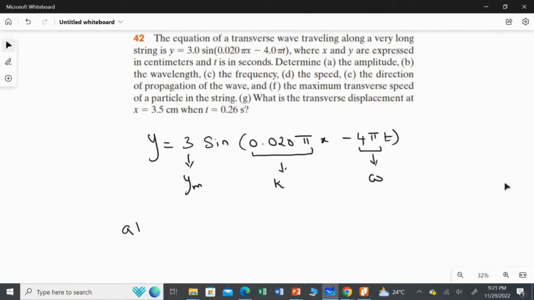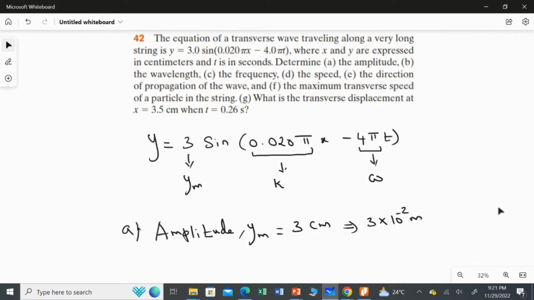So first question, the amplitude in this equation is 3 centimeters. If you want to give the answer in meters, it is 3 multiplied by 10 to the power minus 2 meter. This is the answer for the first question. So we have to pick the value from the equation. Clear? Okay.